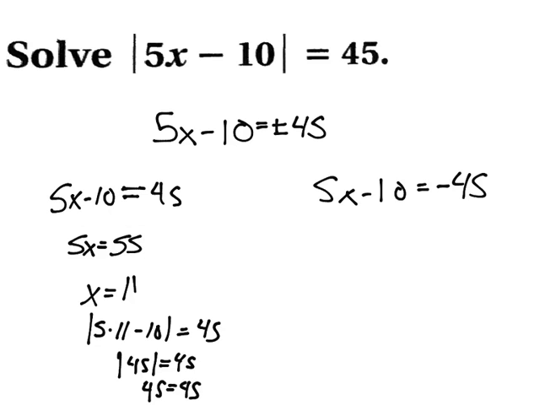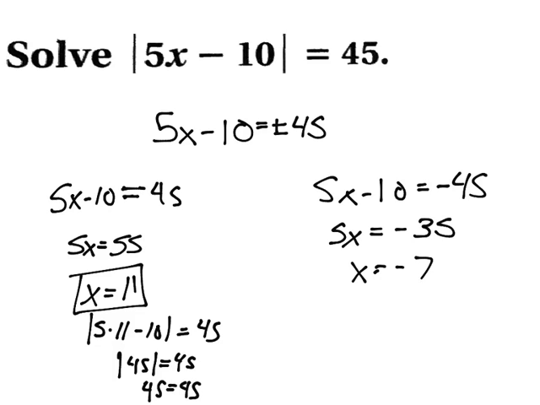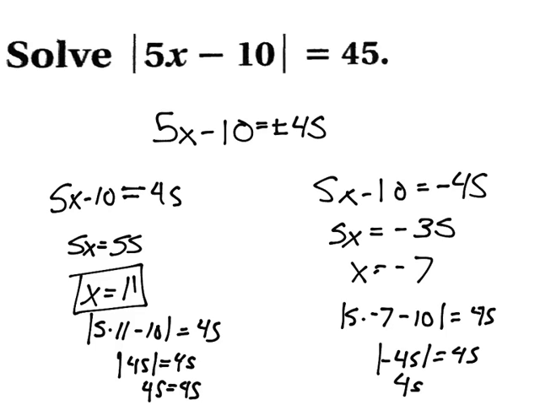Oh, what am I doing? Wrong. x equals 11 is done. Solve this one, you get 5x equals negative 35. Divide by 5 and you get x equals negative 7. Plug it back into the original. 5 times negative 7 minus 10 equals 45. End up with negative 35 minus 10, which is negative 45. Absolute value of negative 45 is 45. Therefore, that checks out, and that is a solution.